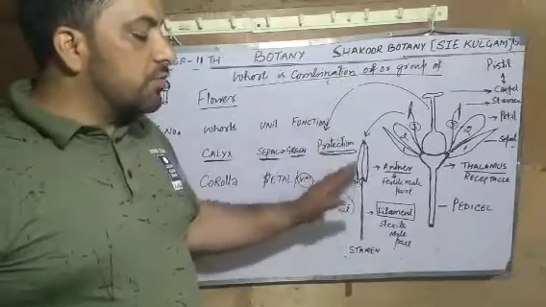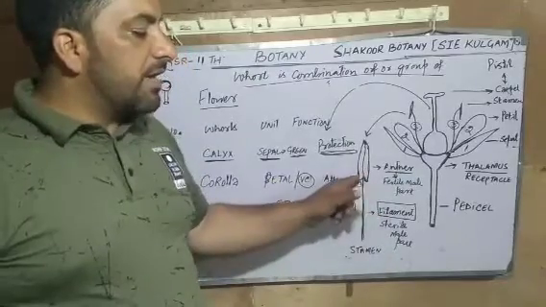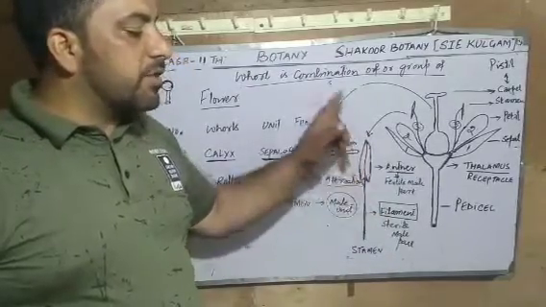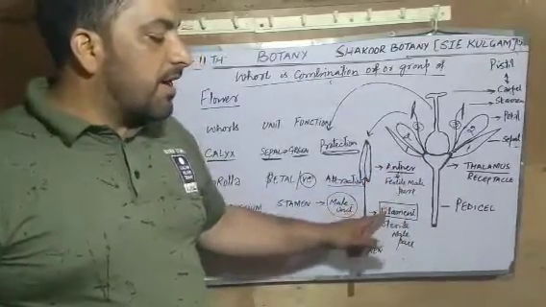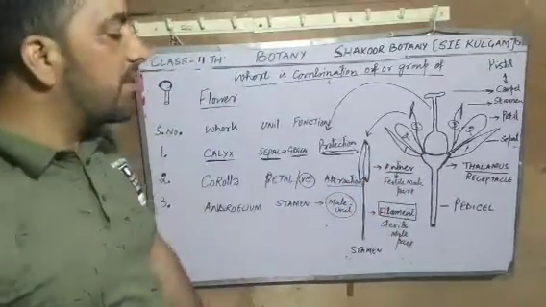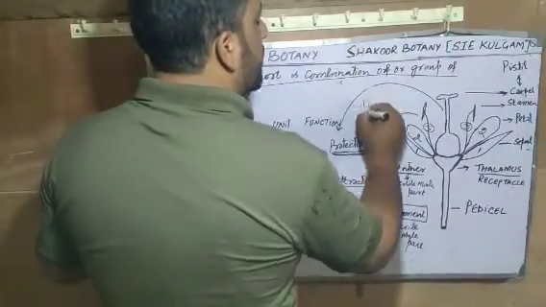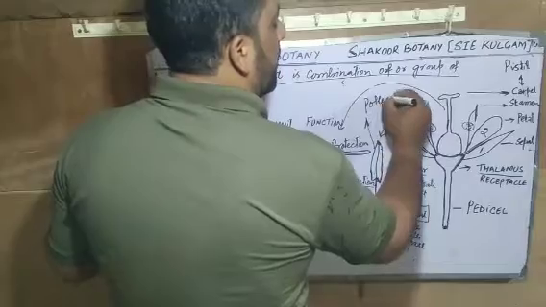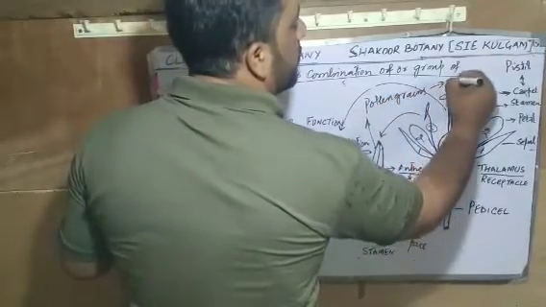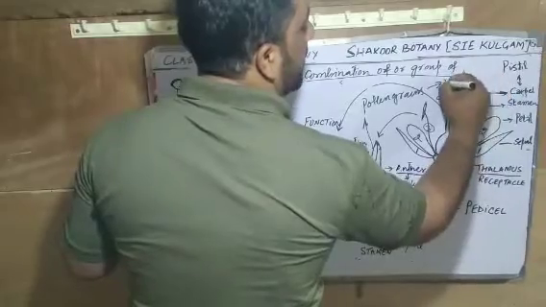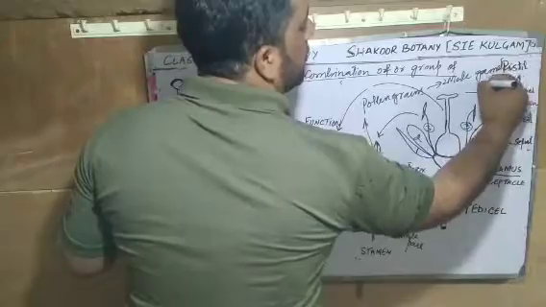Each stamen has 2 parts, a filament, a stalk-like structure known as filament, and a terminal expanded region known as anther. This anther is the fertile male part while filament is the sterile male part. Why is this anther the fertile male part? It produces pollen grains, and these pollen grains then in turn produce male gametes, 2 male gametes. ये pollen grains बाद में बनाते हैं 2 male gametes.